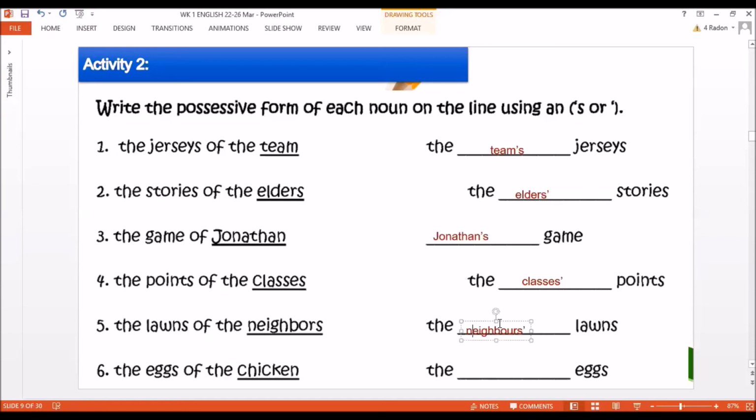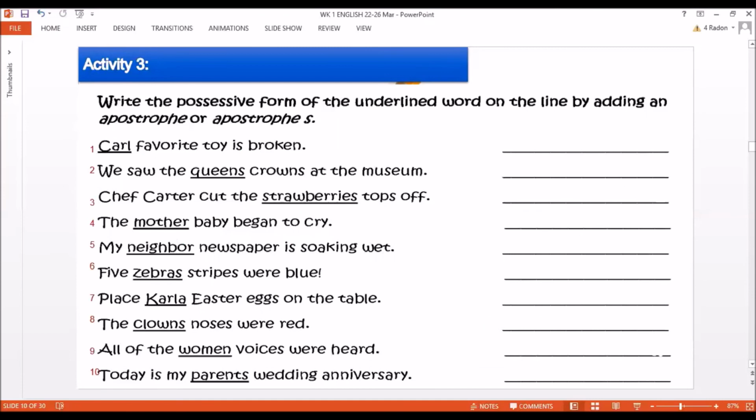And last, we have the eggs of the chicken. Who owns the eggs? The chicken. Then chicken does not end in S, so we write apostrophe S. Chicken apostrophe S. You understand? I will leave activity 3 now for you to answer by yourself. Try to answer it independently.